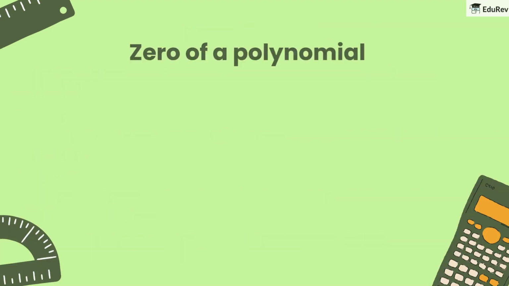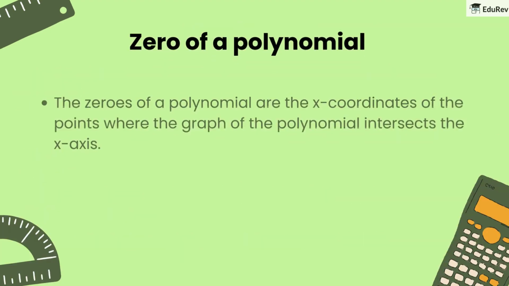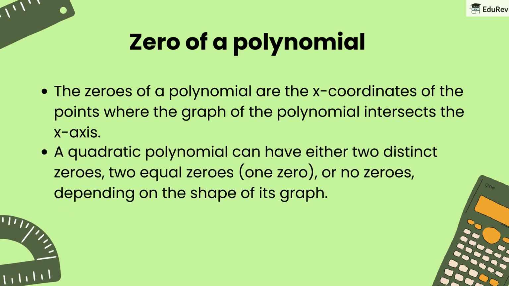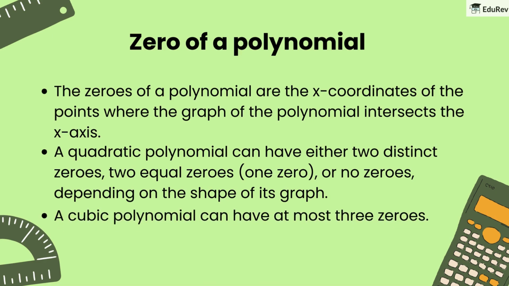Now what about the zero of a polynomial? The zeros of a polynomial are the x coordinates of the points where the graph of the polynomial intersects the x-axis. A quadratic polynomial can have either two distinct zeros, two equal zeros, one zero, or no zeros, depending on the shape of its graph. A cubic polynomial can have at most 3 zeros.